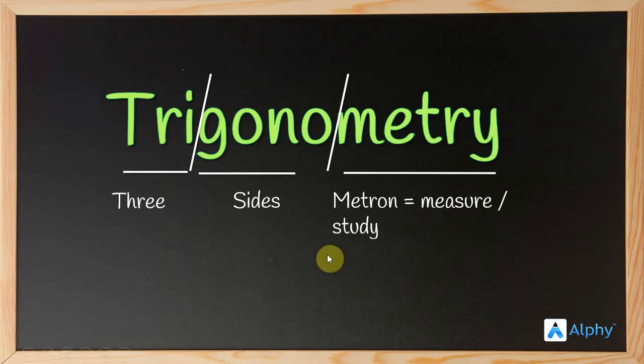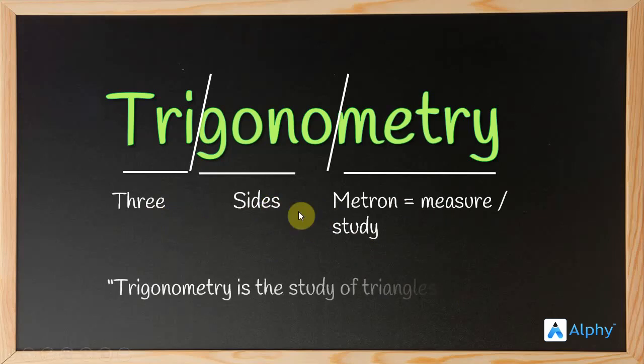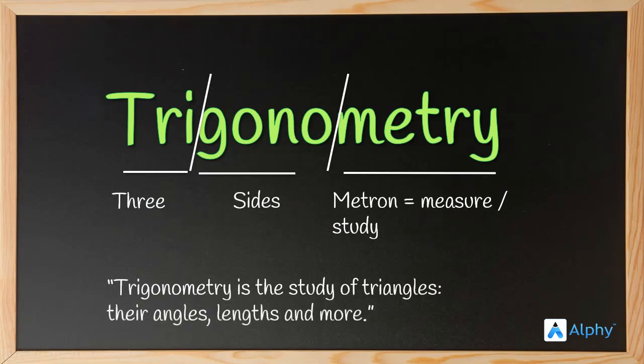Now what can you infer from these three words? How can you define trigonometry using these three words? You can say it's a measure or a study of a three-sided figure. A simple three-sided figure is of course a triangle. So we can say trigonometry is the study of triangles. In this topic, we'll be studying about their angles, their lengths, and many other things.